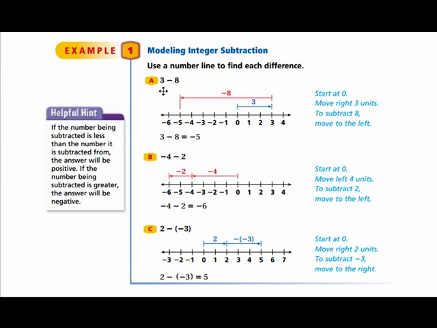Notice that when you take 3 and subtract something larger than it, 3 minus 8, it has to be less than 0. I actually look at this and go, 8 minus 3 is 5, and then recognize that that has to be less than 0, so it's a -5.